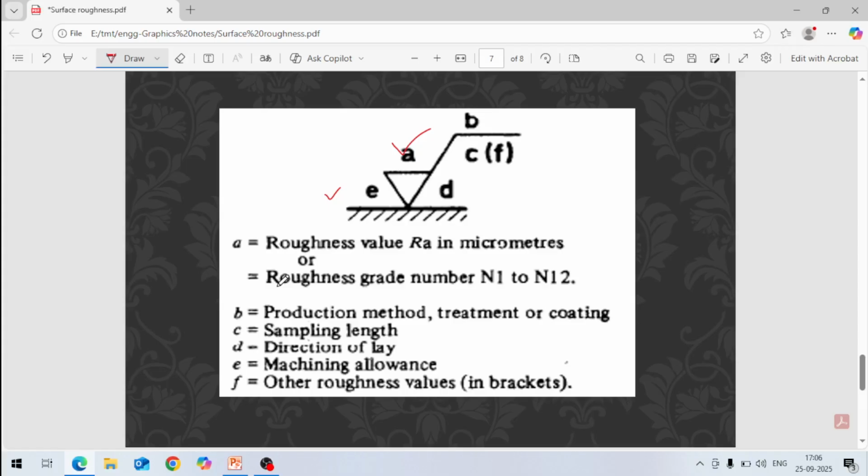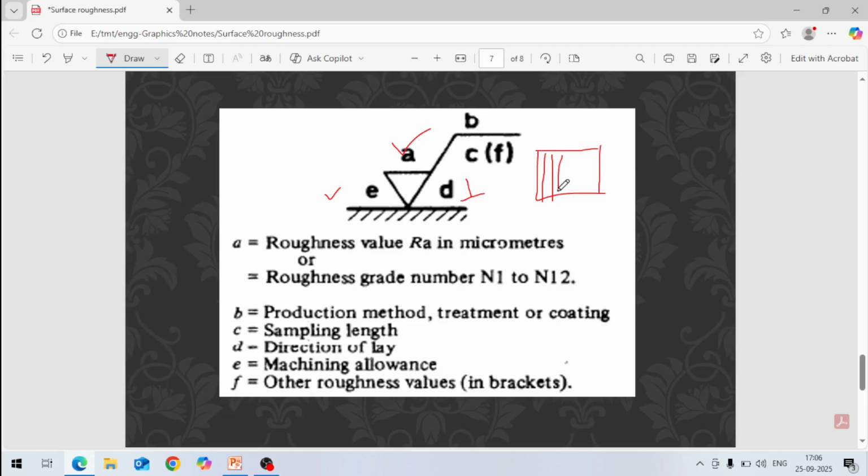Or you can also write the roughness grade number 1 to 12, N1, N2, N3. You can write the roughness grade here. What is the roughness grade or roughness value? Okay. Then D, what is D? D is the direction of lay. Direction of lay means whether it is perpendicular to this surface or parallel. That is called lay. Lay means, say this is a surface and the machining process is like this.